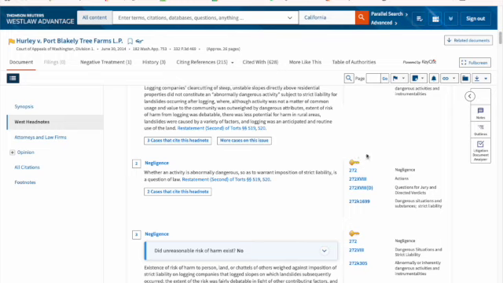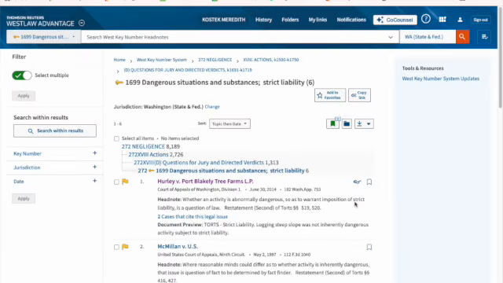What I want are these key numbers over here. So I'm looking at 272, key number 1699, dangerous situations and substances, strict liability. That is the key number I'm going to use. On your computer, you might see the key numbers above the headnote right here. So I'll select 272, key number 1699. Remember, when it comes in, it's going to be in the jurisdiction of the case I was just in.